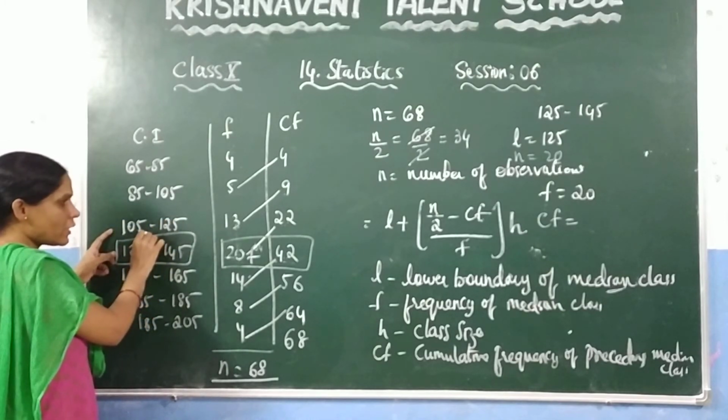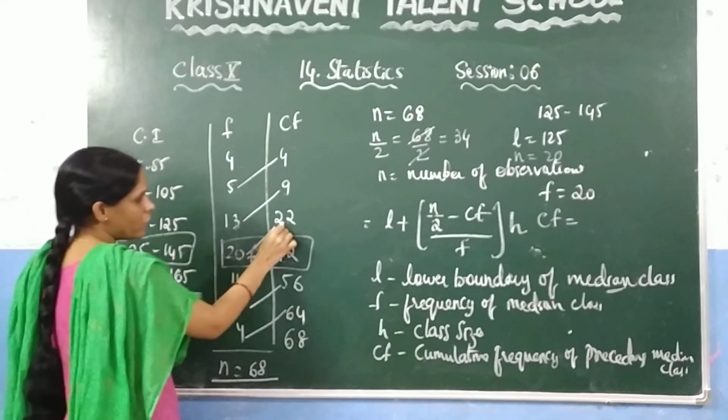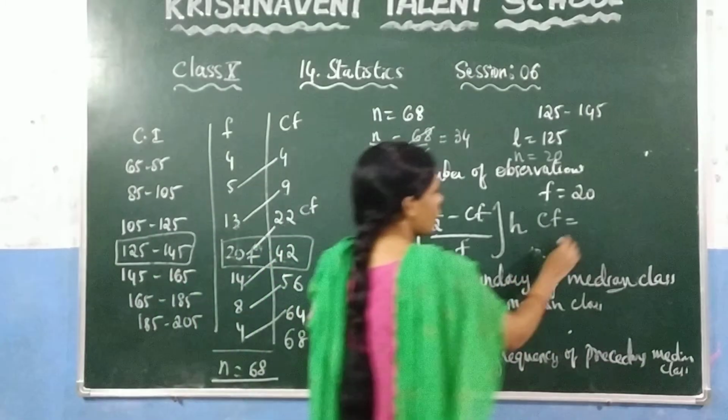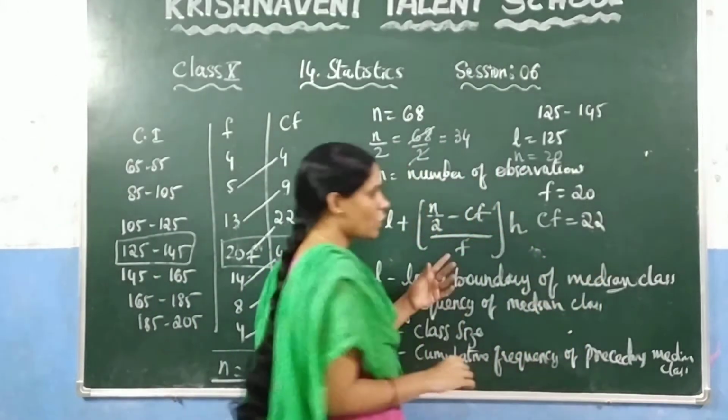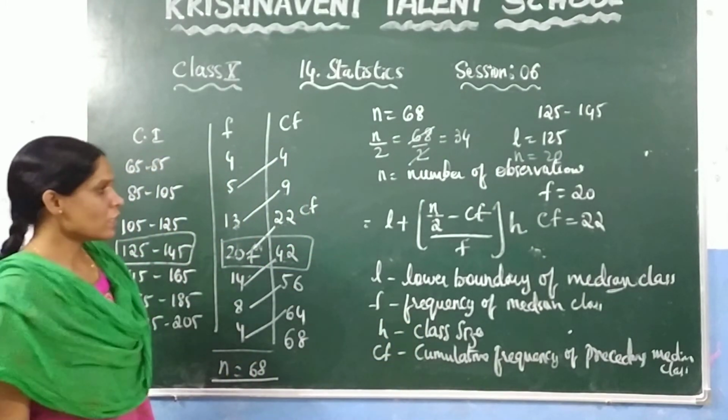And in this class, you need to take the cumulative frequency value. What is the cumulative frequency value? Here 22. So here the value of CF is 22. Now we got all the values. After substituting all these values in this formula, you will get the median.